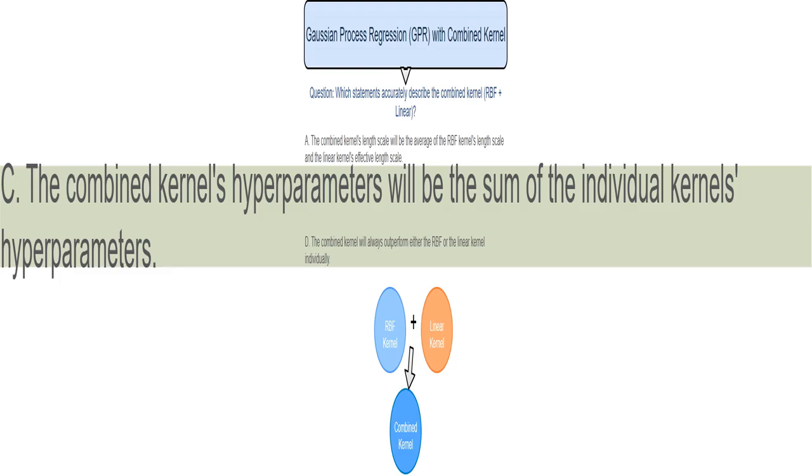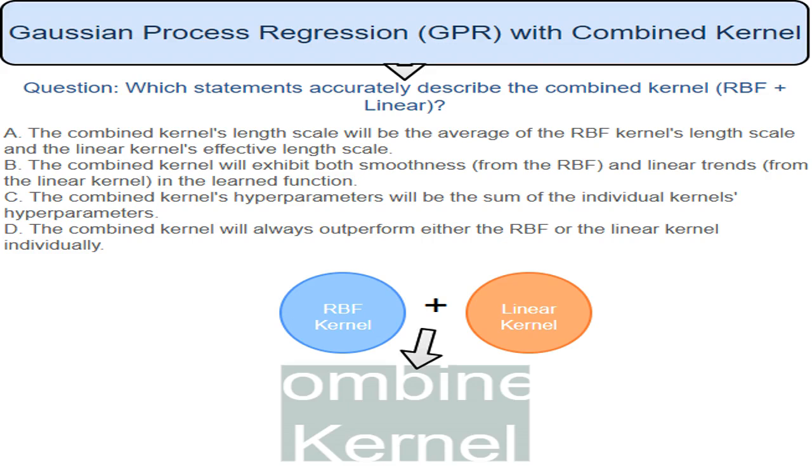The RBF kernel, also known as the radial basis function kernel or squared exponential kernel, is what I'd use to model smooth, curvy relationships. It uses a length scale parameter that dictates how wiggly or smooth the resulting curve is. A smaller length scale means more wiggles. This is the result of adding the RBF and linear kernels. The combined kernel's strength lies in its ability to capture both the smooth, nonlinear aspects from the RBF and the linear trends from the linear kernel simultaneously. This makes it really versatile.